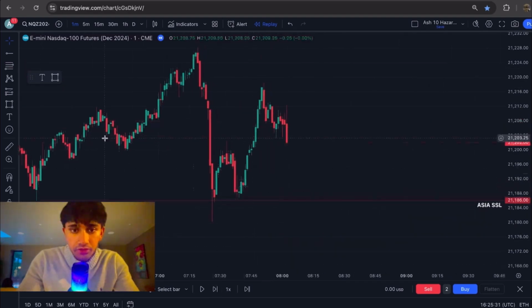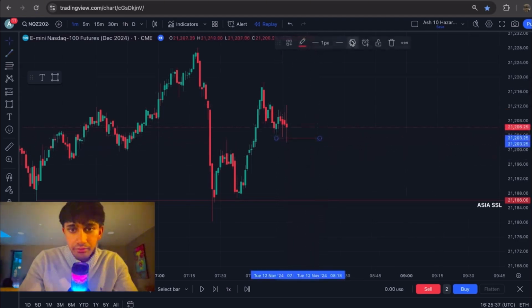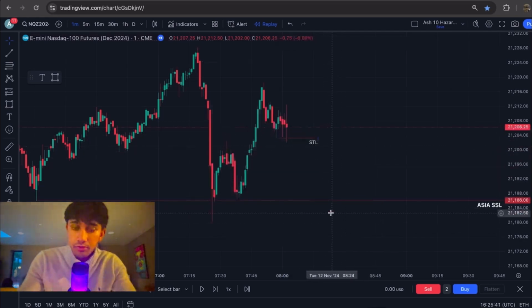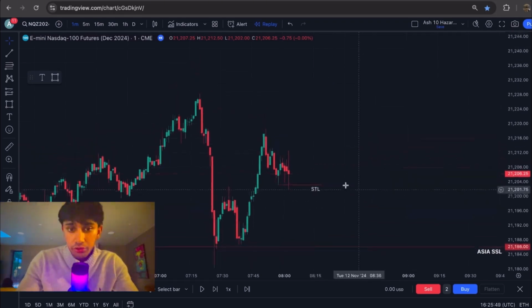We're just coming into London now. London session's open. So now what I want is I want to see this short term low has now been taken out. So because we've swept sell side, our bias is going to be bullish. So we're looking for buys. No matter what, we're looking for buys. We're not trading against our bias, and that is what we're doing.